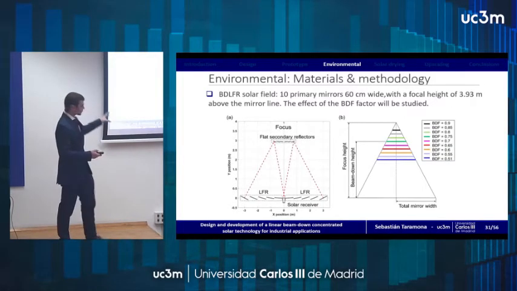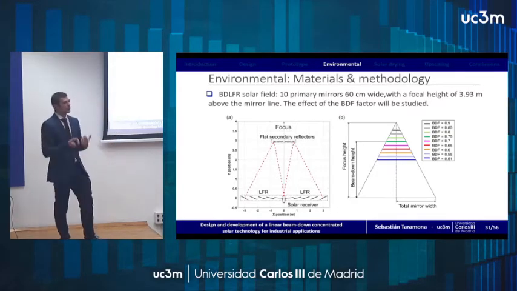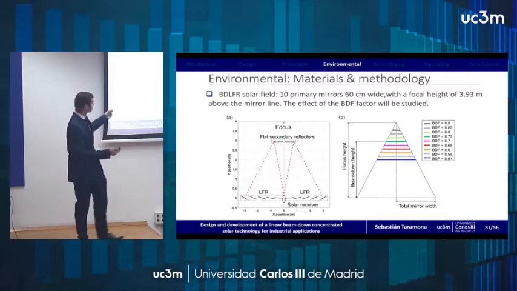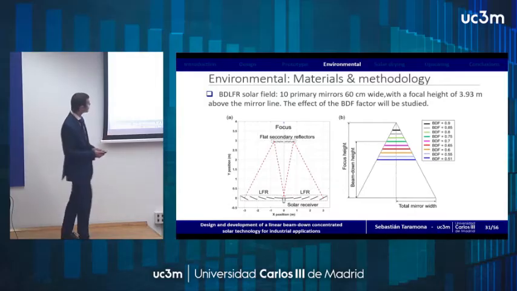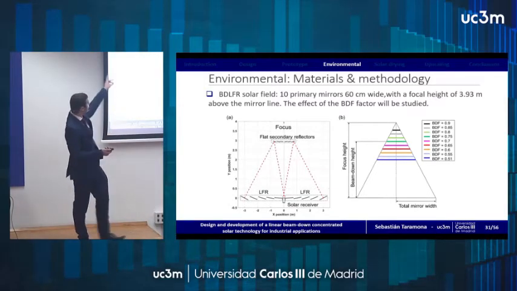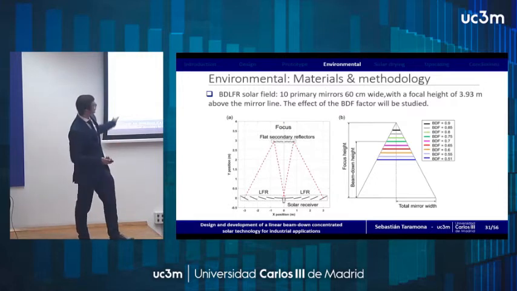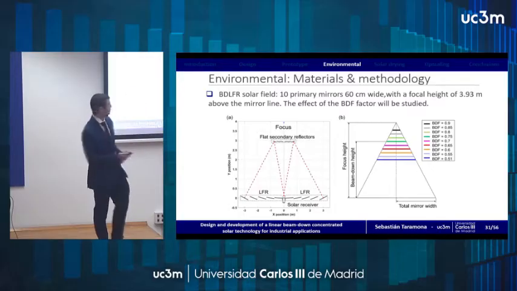To do this analysis, we won't be using the prototype dimensions. Instead, we'll be using what would be a more industrial level solar field. That's composed in this case of 10 primary mirrors, 60 centimeters wide, and with a focal height of almost 4 meters above them, as you can see in the figure. And on the other figure, you can see what we'll be studying. That's the effect of this beam down height.